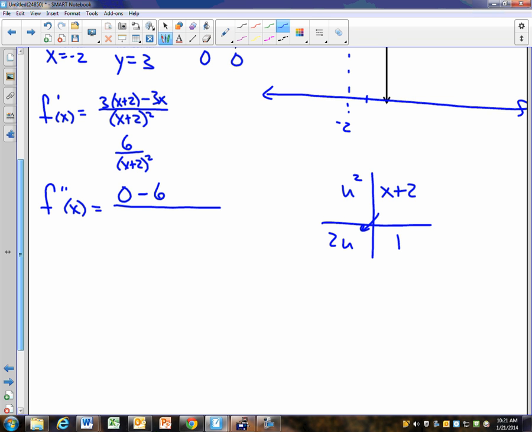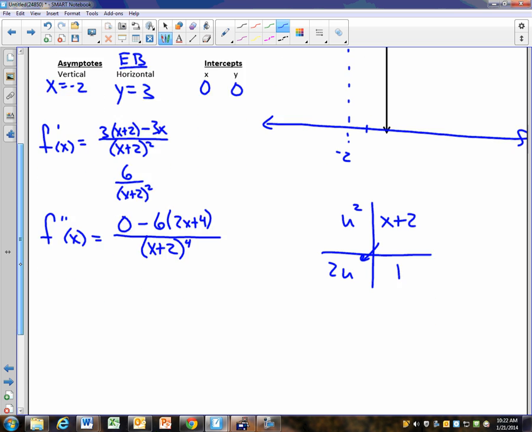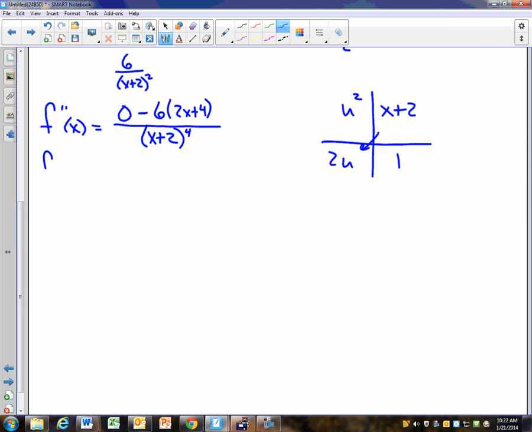So you get 2x plus 4 divided by x plus 2 to the 4th. Watch the tricky algebra in this situation. You've seen some of it before. Watch it again. F double prime of x is equal to, I'm going to take a 2 out of here as well. So I will have a negative 12 times x plus 2 over x plus 2 to the 4th. You okay with that?